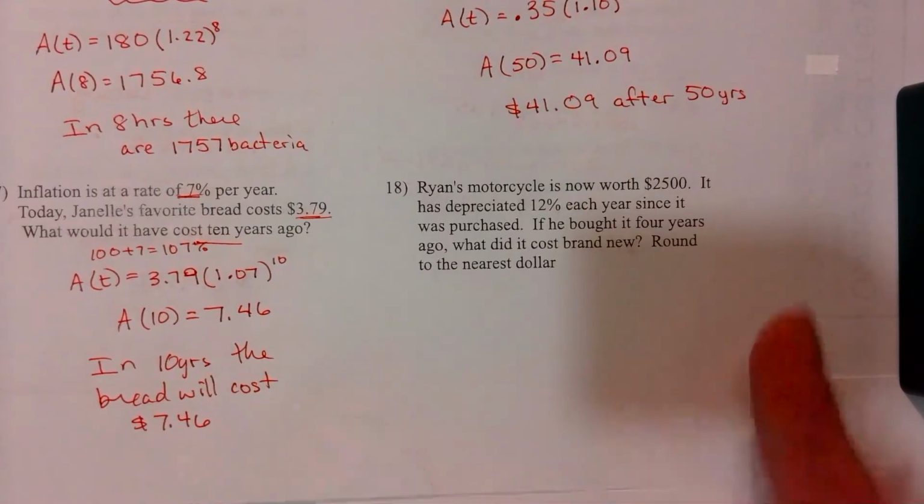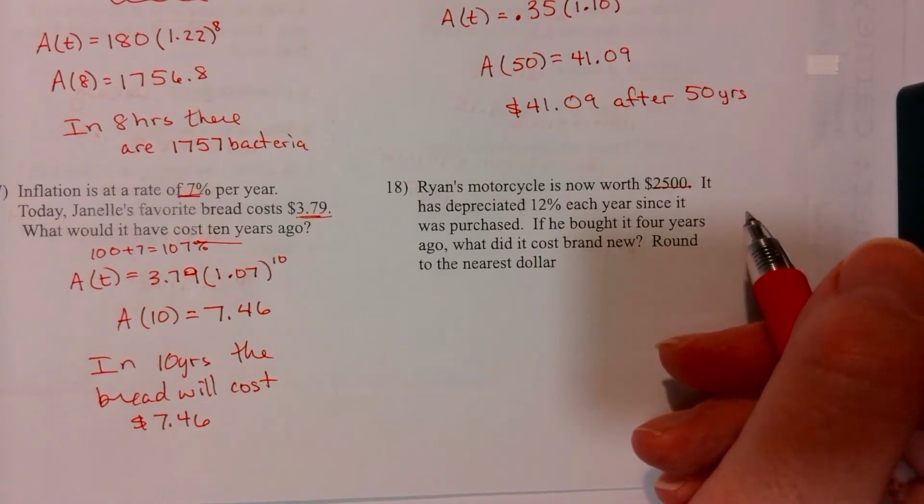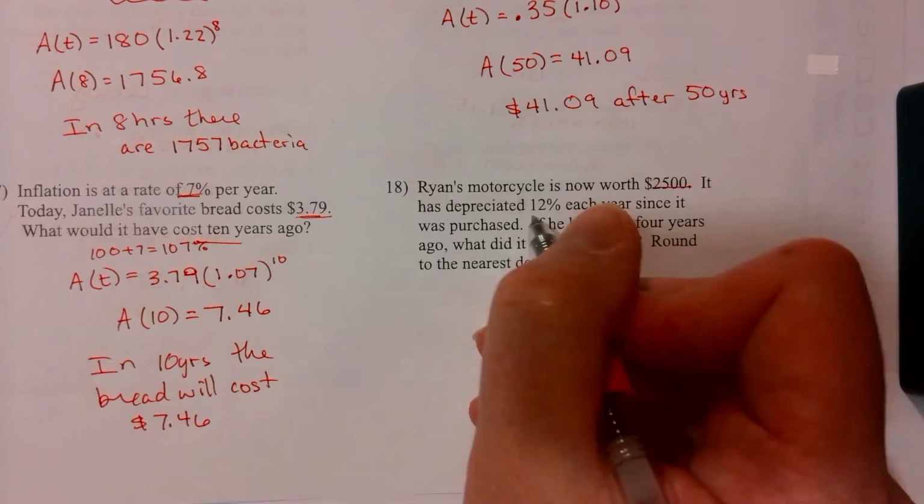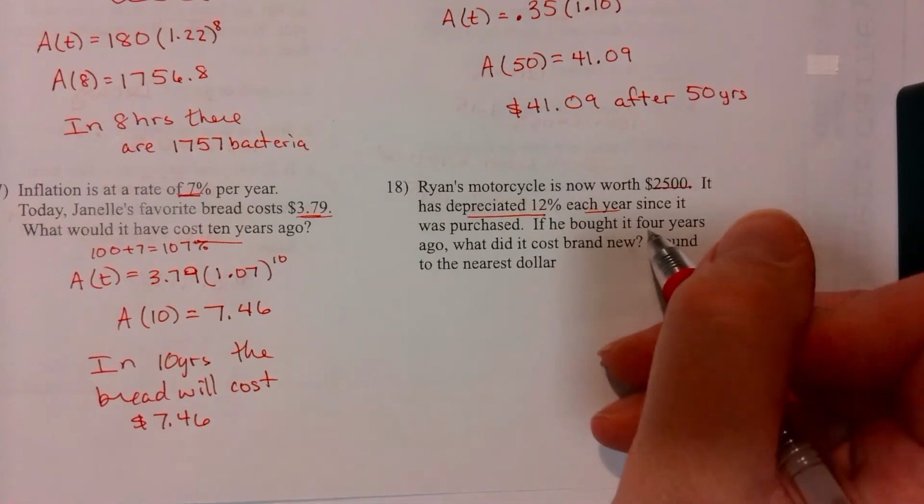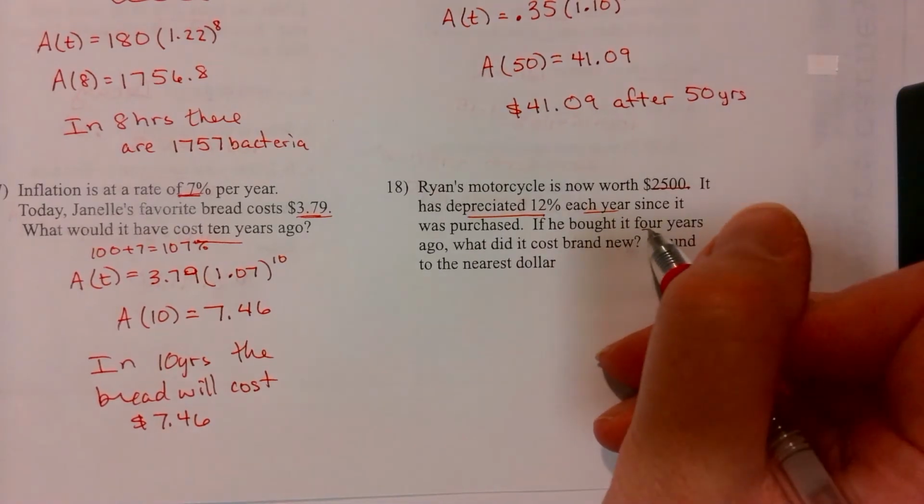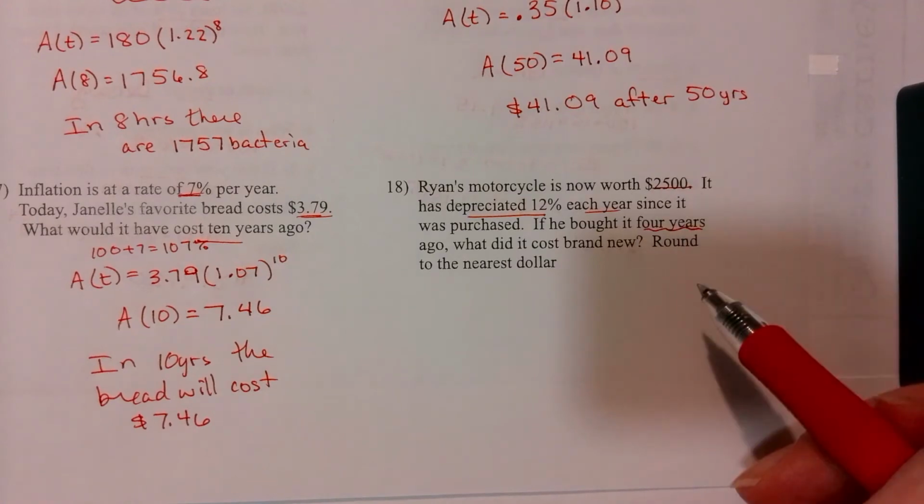Okay, so we have another problem here. Ryan's motorcycle is now worth $2,500. Unless it's a collector's, it's not going to appreciate, it's going to depreciate. So that means we have decay here, 12% per year. He bought it 4 years ago. What was the cost when it was brand new?